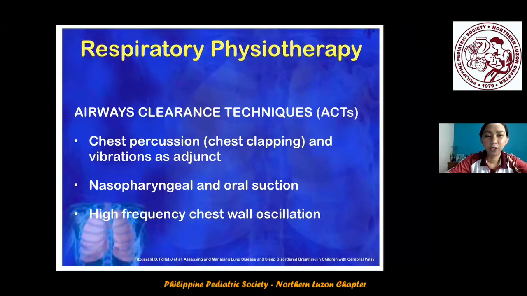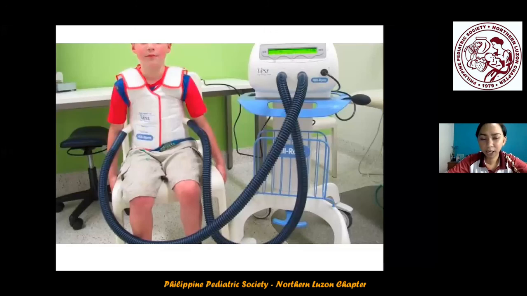Just to give you an idea how this works, high-frequency chest wall oscillation provides compression of the chest wall at a given frequency, and usually it uses an inflatable vest. It expands and then produces a transient or oscillatory increase in airflow in the airways, and then it vibrates secretions from the peripheral airways toward the mouth.